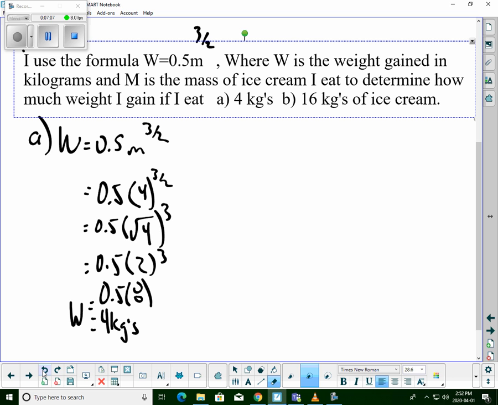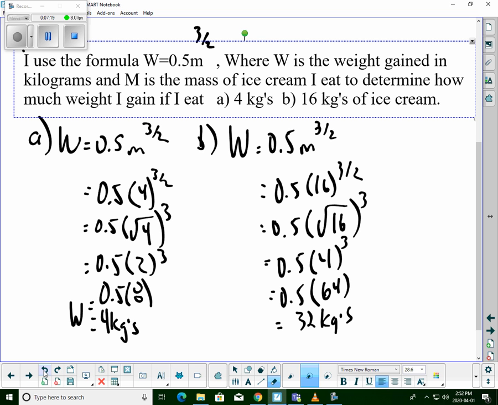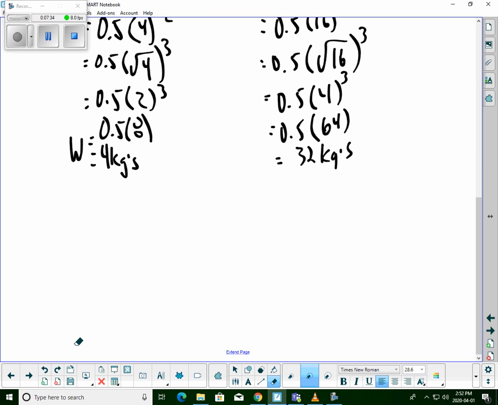Okay, another one here. If I eat 16 kilograms, again, start with a formula. Put in 16 for m. And square root of 16 is 4, cubed, which is 64, which gives us 32. Well, that doesn't seem very proportional, but basically, if you're sitting around eating 16 kilograms of ice cream, what I'm saying is you're getting fat. And we all know I write my own material.